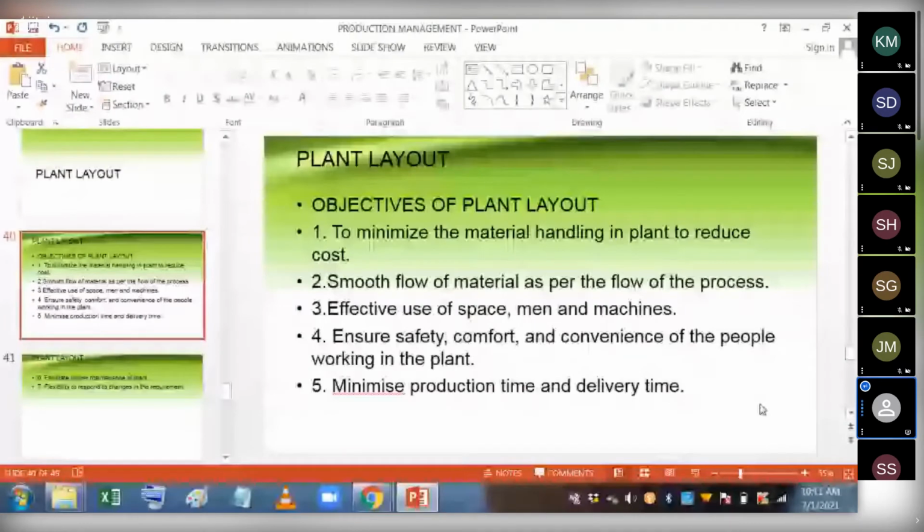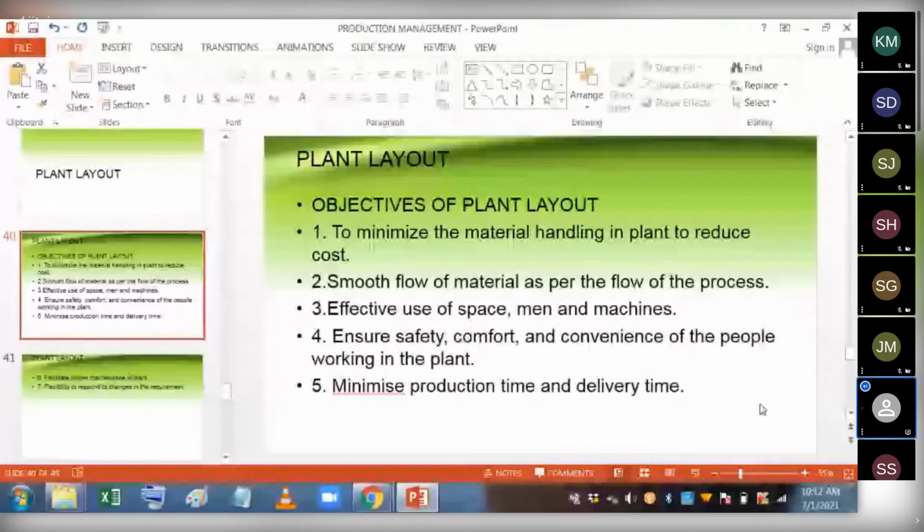So, effective use of space, men and machine. Space is extremely important and costly at the same time, so you have to use space very effectively. And it is directly related to the layout. Absolutely directly related to the layout. Men and machine go along with it.